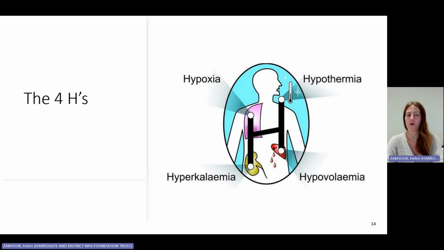So, as I mentioned before, there are some reversible causes of cardiac arrest. We refer to these as the 4 H's and the 4 T's. So, the 4 H's are hypoxia, hypothermia, hyperkalemia, and hypovolemia.